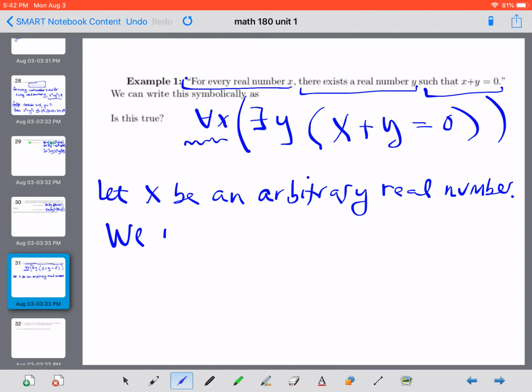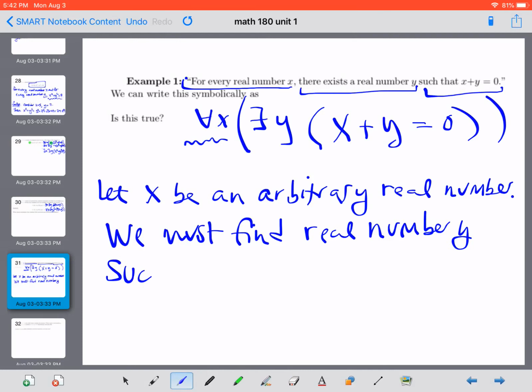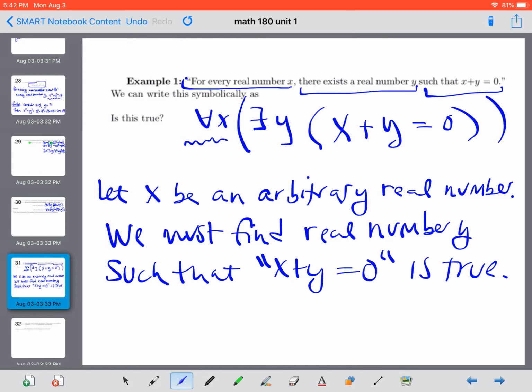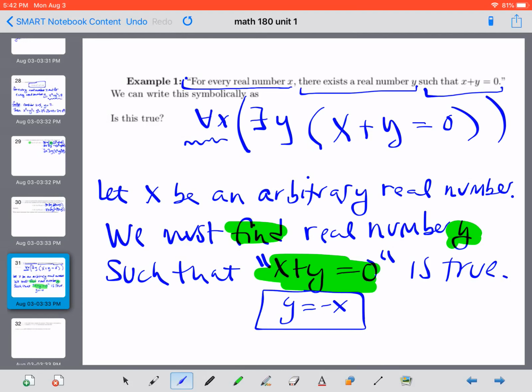We must find a real number y such that the statement x plus y equals 0 is true. Can we do that? Well, sure. To do that, I'm just going to try to rewrite this statement in terms of find a y. So I'm going to try to solve this for y. If I solve it for y, I'd get y is equal to negative x. So if x is some arbitrary real number, look, I found a y value, namely the y value would be equal to negative x. That's going to make this statement x plus y equal to 0 true.